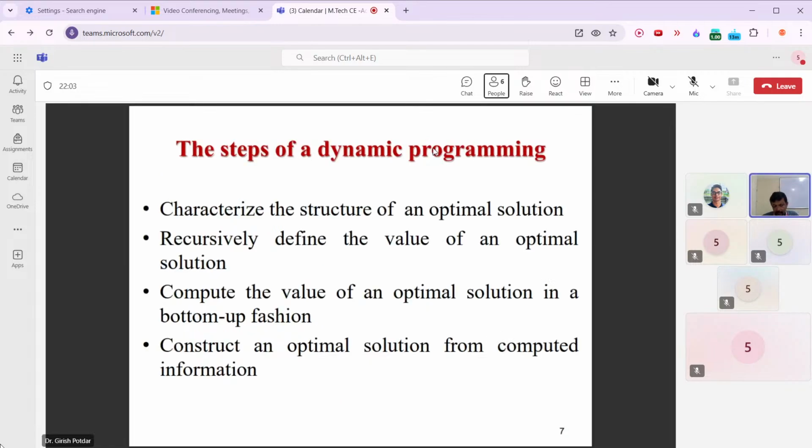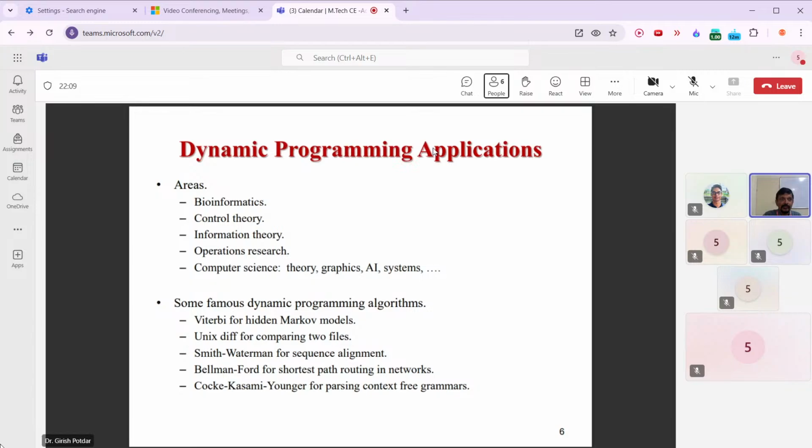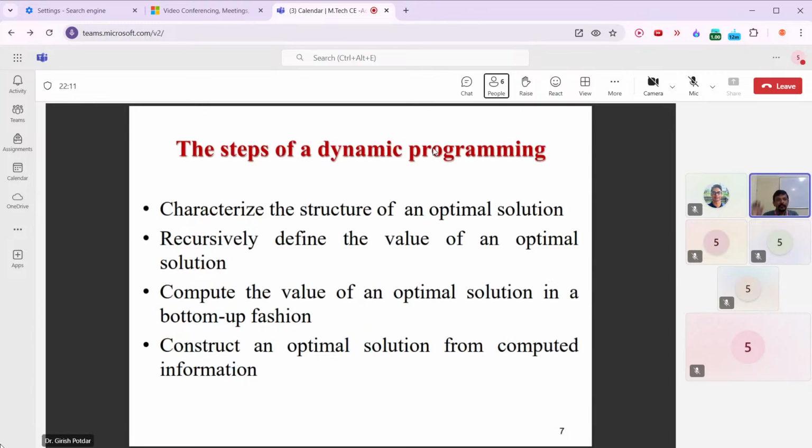And the basics, you are noting something. Basically, the working principle of dynamic programming is that it works on the principle of optimality.